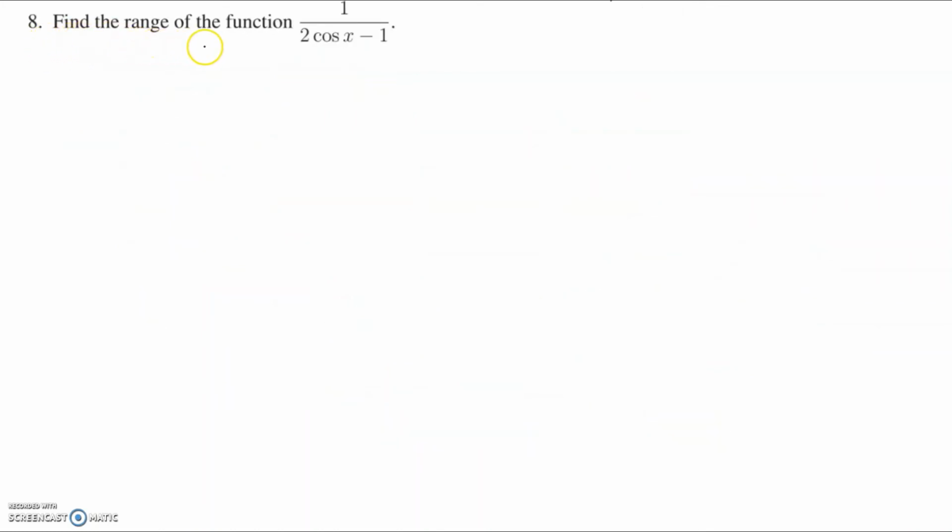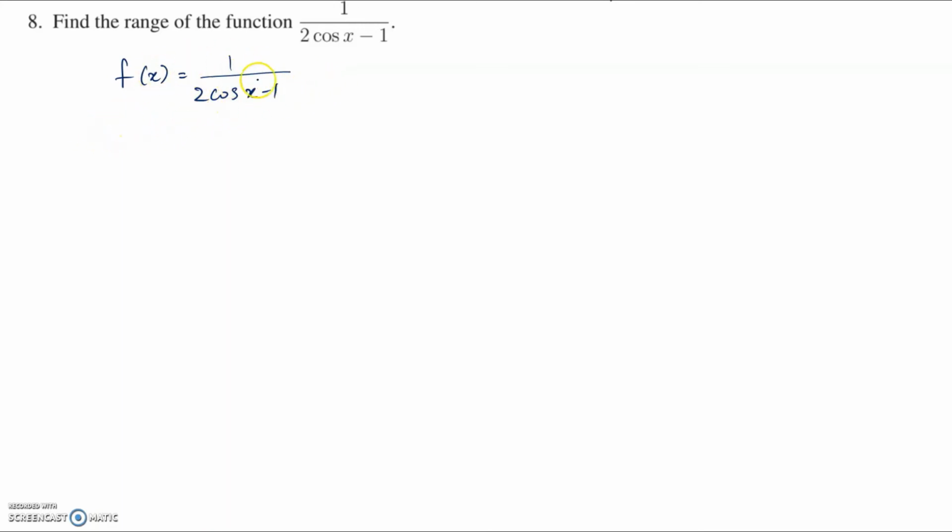Question number 8. Find the range of the function 1 divided by 2 cos x minus 1. So x is your domain, and this entire function f of x is equal to 1 by 2 cos x minus 1, which will be your range function.